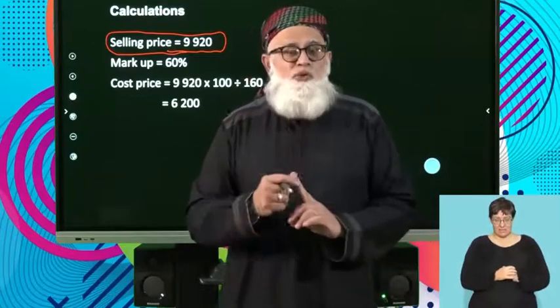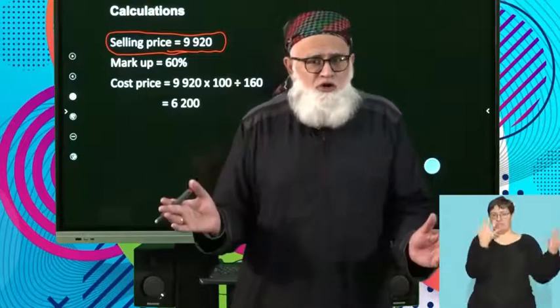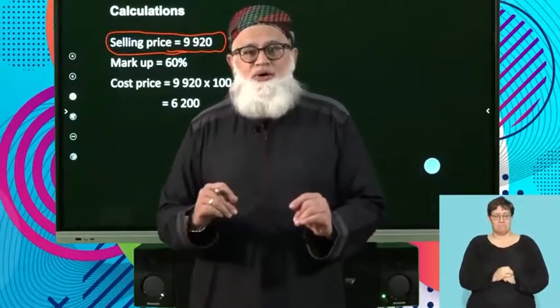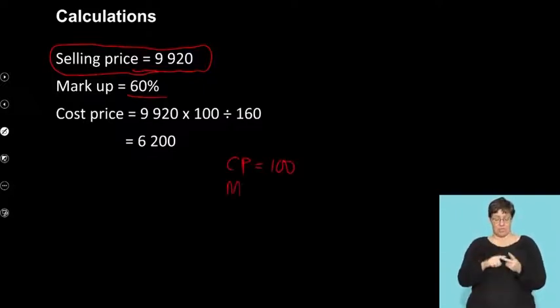Right, but we were not given the cost price. We had to calculate the cost price. Not a problem. Don't fear when Ashraf is near. So what are we going to do? Watch. The markup is 60%, so therefore keep this in mind: your cost price is 100, your markup is 60, and your selling price is 160.